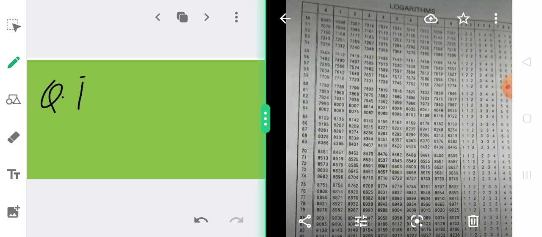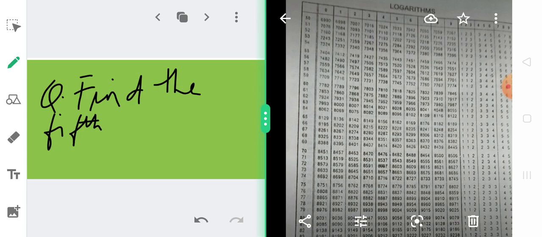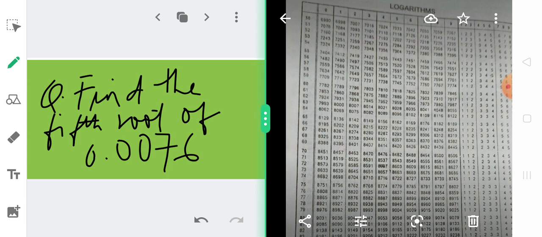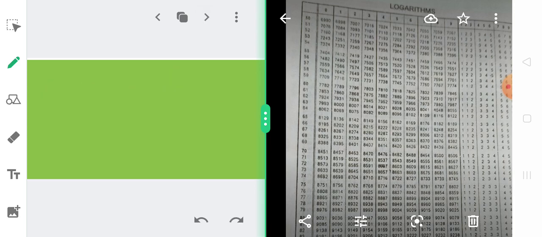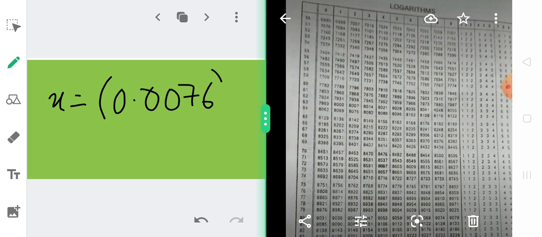The question is, find the fifth root of 0.0076. This means you have been asked to find out 0.0076 to the power 1 by 5.